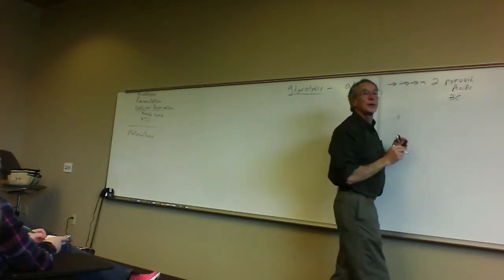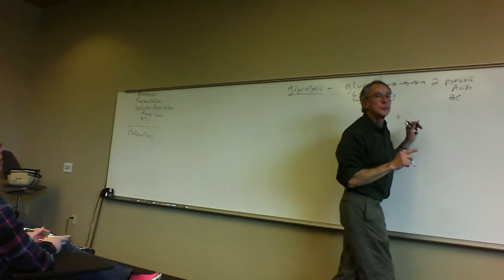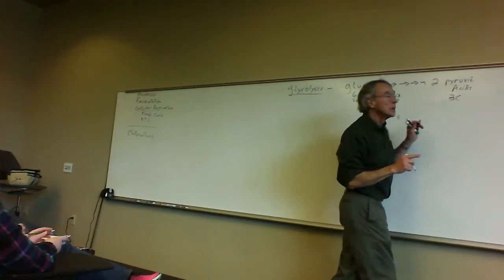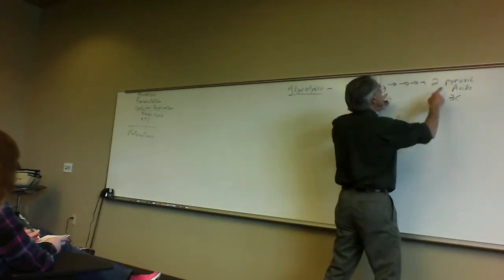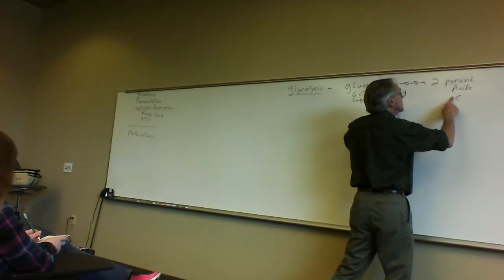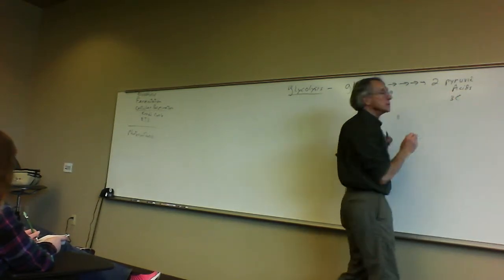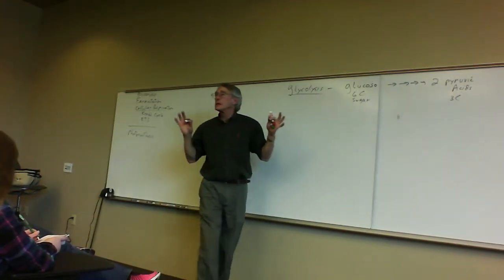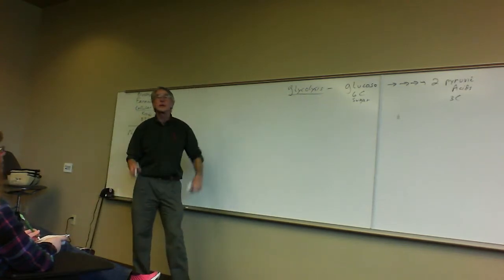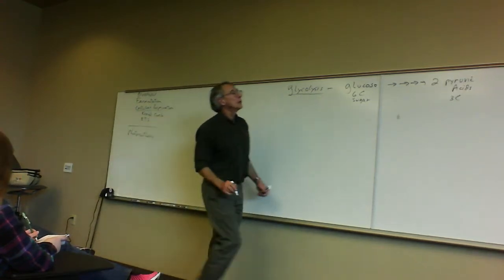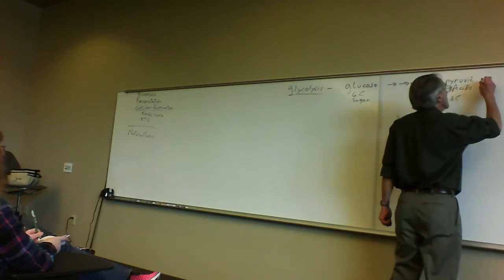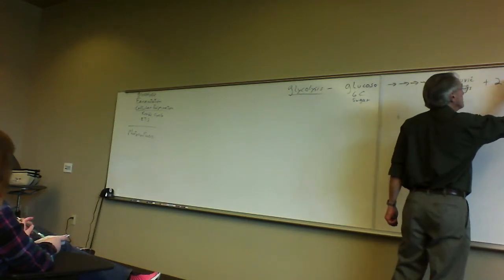It breaks glucose into 2 pyruvic acids, and each pyruvic acid is 3 carbons. So we haven't lost any carbon; no carbon dioxide or anything else. But 2 pyruvic acids are produced, and 2 ATP molecules are produced.